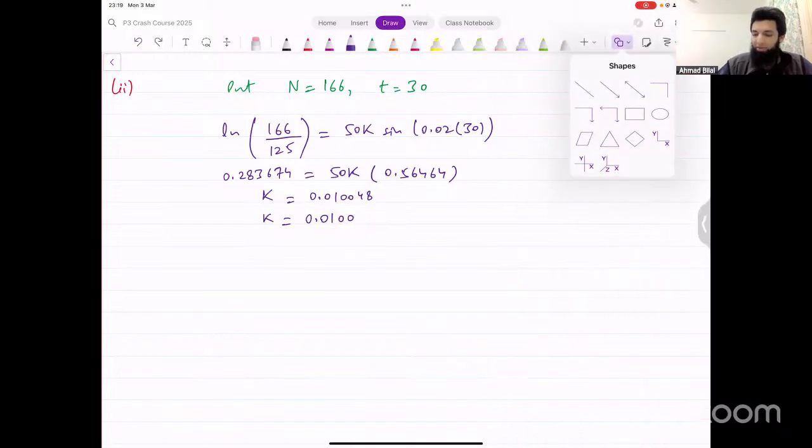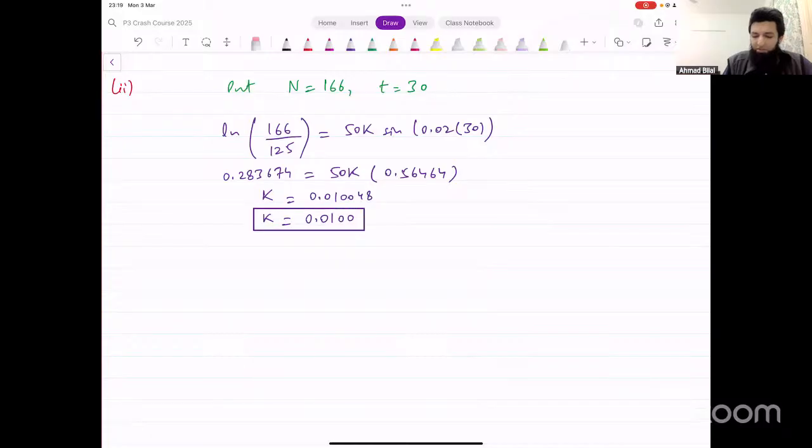That's the second part. Okay, so in this case, you just had to use a calculator to find the value of k, and that's your final answer. Okay, that was part 2.